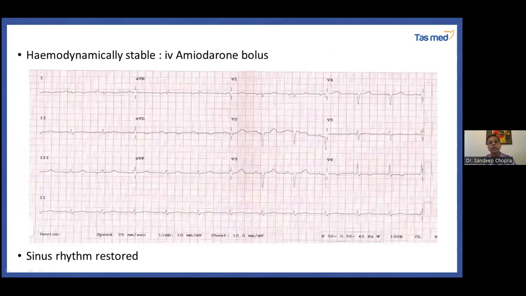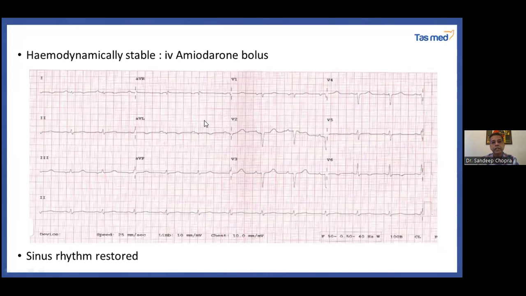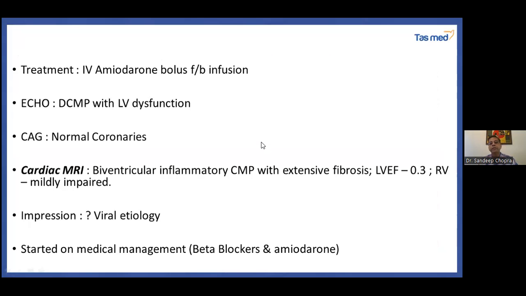So this is after an intravenous amiodarone bolus was given, and you notice very carefully that these P waves have come in here. These are the P waves. I'm going back to the previous ECG again. No P waves seen here. QRS is wide, and the patient has tachycardia. This is after reversion with amiodarone bolus. So treatment as protocol in most of our hospitals is intravenous amiodarone bolus followed by an infusion.